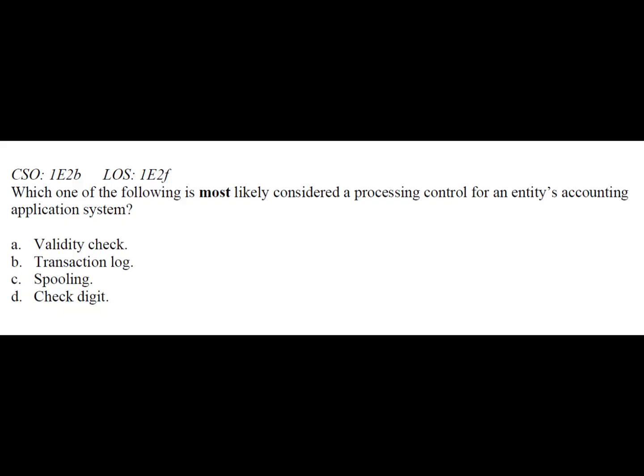C. Spooling. Incorrect. Spooling, simultaneous peripheral operations online, is an operating system technique for managing input-output devices and is not an accounting processing control. D. Check digit. Incorrect. A check digit is an input validation control used to detect data entry errors in identification numbers, such as customer or inventory codes. Correct answer, B. Transaction log.